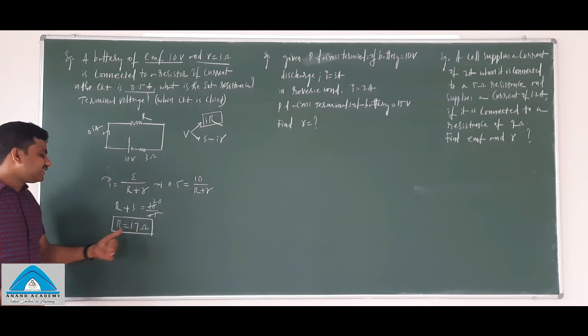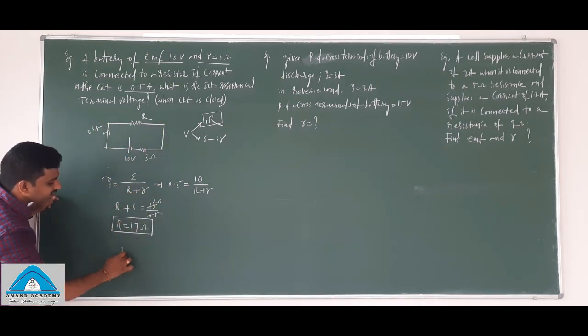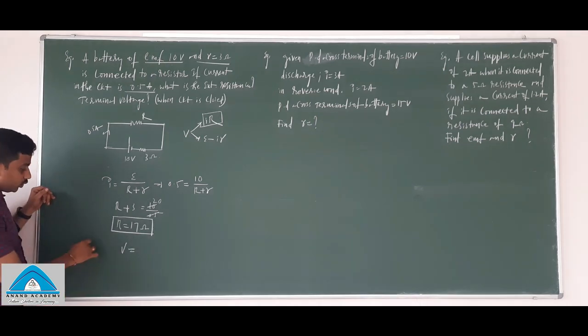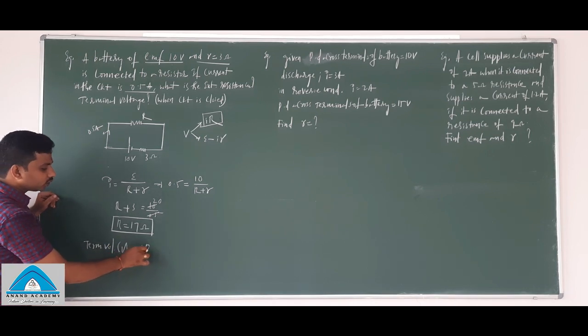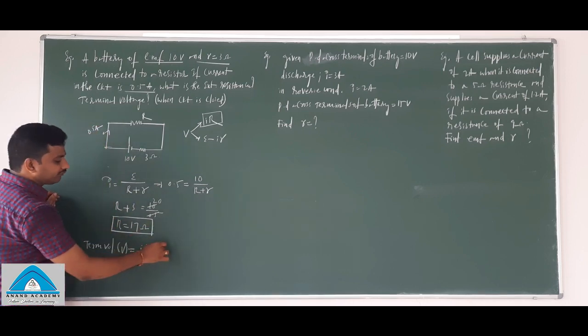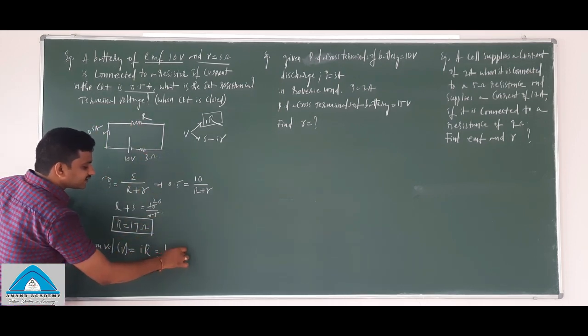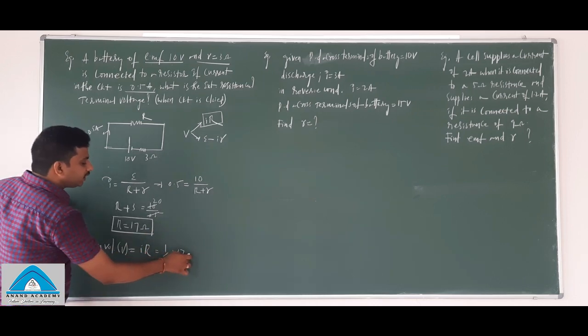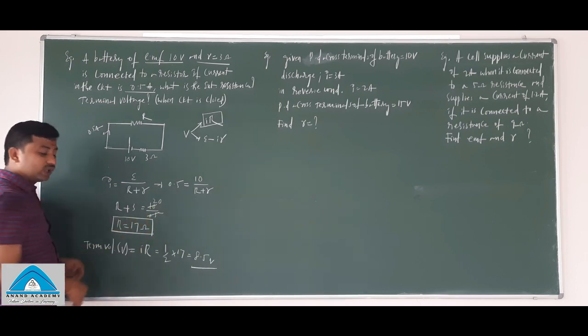Right? So when it is 17 ohm, what is the potential difference across this? I am talking about the terminal voltage V. So terminal voltage V is equal to I into R. I is given as 0.5, which is 1 by 2, into R, which we got as 17. So how much will it be? It is 8.5 volt. That's the terminal voltage.